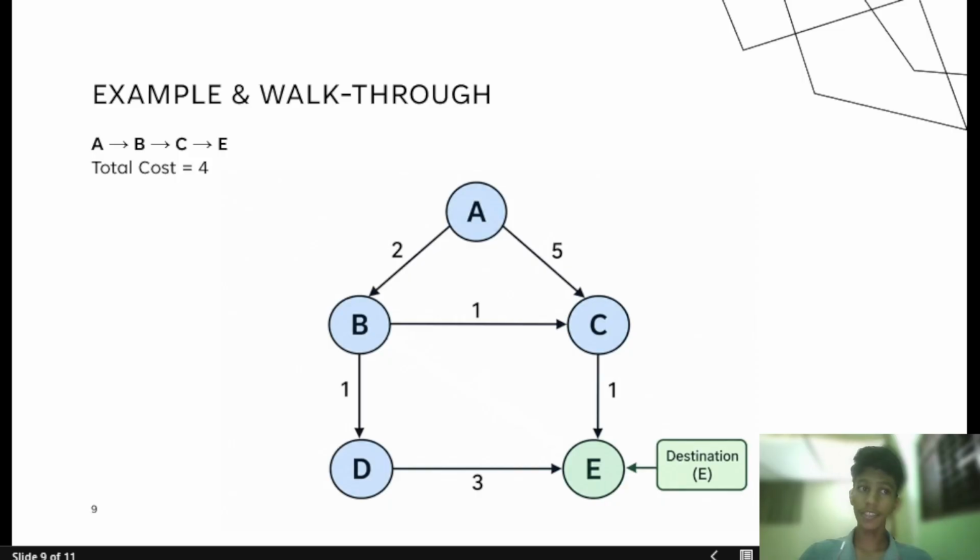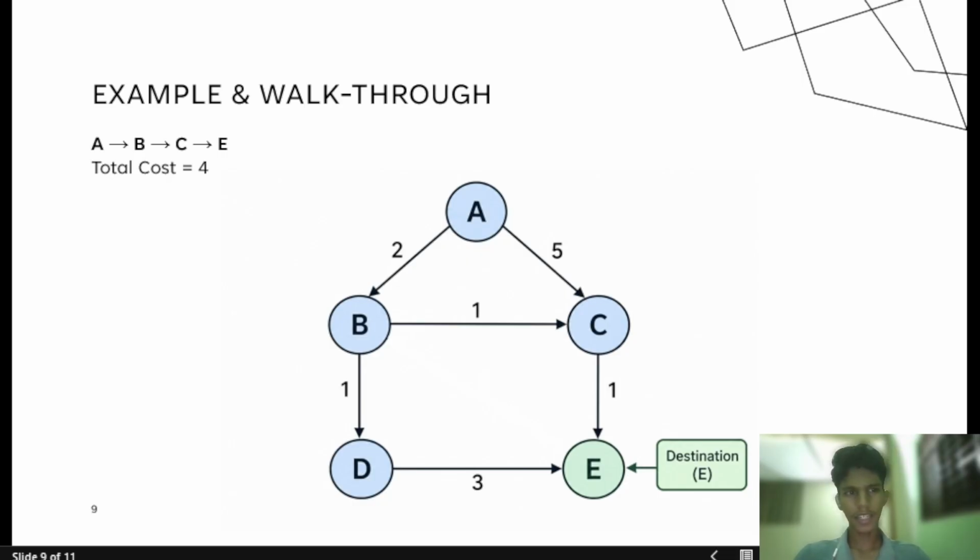So let's look at a simple example. In this graph, our starting node is A and our destination node is E. Each line between the nodes has a number that represents the cost of traveling along that edge. For example, moving from A to B has a cost of 2, while moving from B to C has a cost of 1. If we want to find the shortest path from node A to E, one possible route is A to C, C to E, but its total cost is 6.